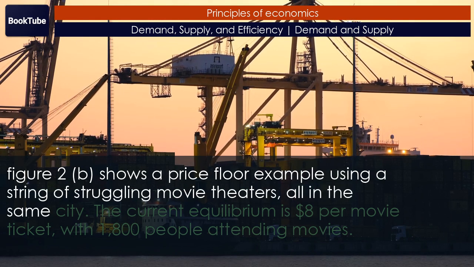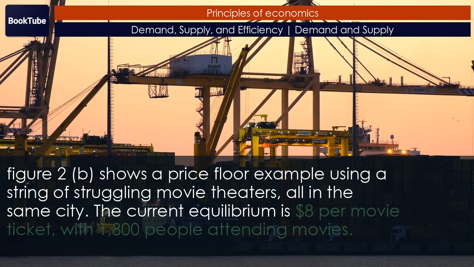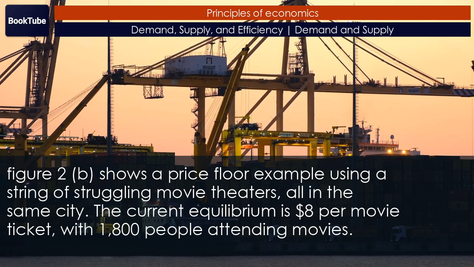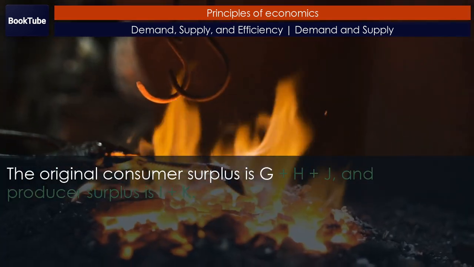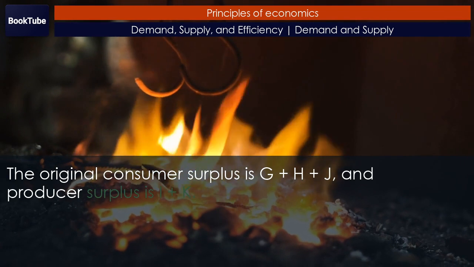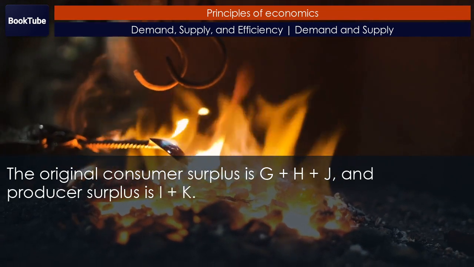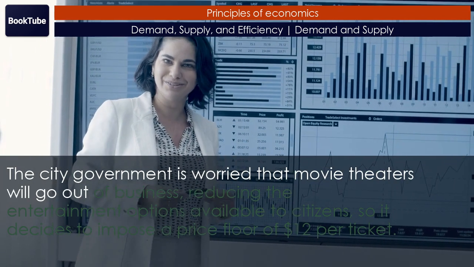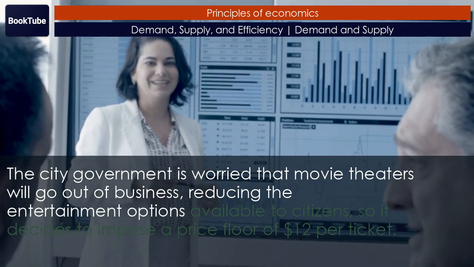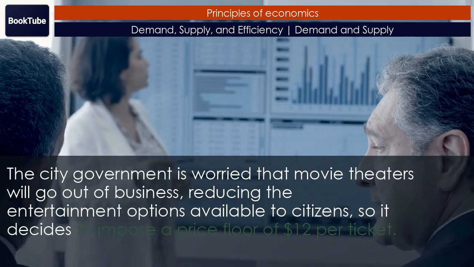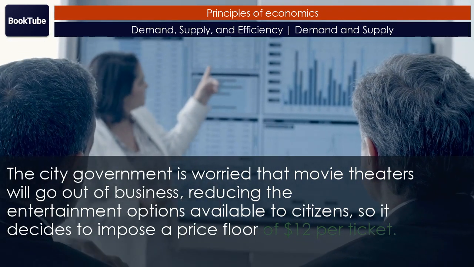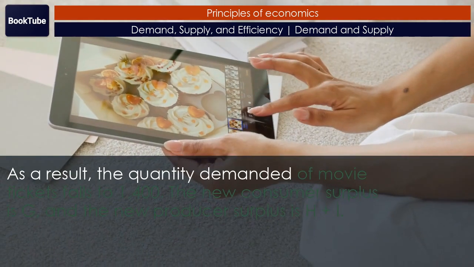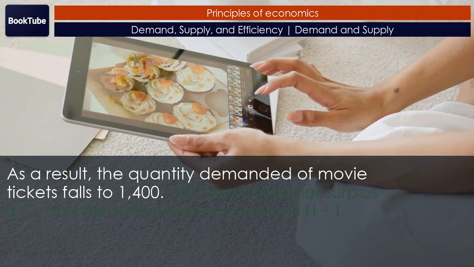Figure 2b shows a price floor example using a string of struggling movie theaters, all in the same city. The current equilibrium is $8 per movie ticket, with 1,800 people attending movies. The original consumer surplus is G plus H plus J, and producer surplus is I plus K. The city government is worried that movie theaters will go out of business, reducing the entertainment options available to citizens. So it decides to impose a price floor of $12 per ticket. As a result, the quantity demanded of movie tickets falls to 1,400.